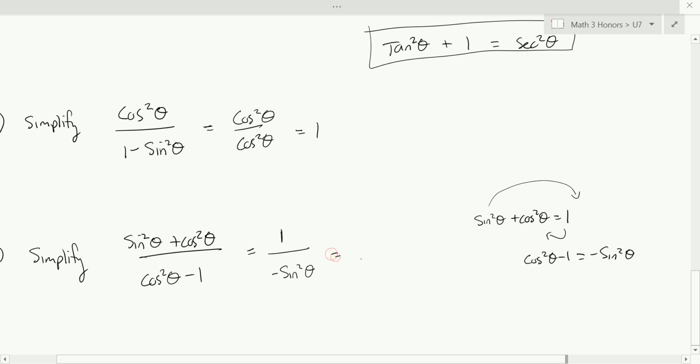So negative sine squared theta, and then what's this going to be? Move this to the top of the fraction by putting its reciprocal, and you get the cosecant of theta, and it's still squared. So that's what you're going to simplify to. When you're simplifying, if you can get rid of fractions, you're going to get rid of fractions. So that's part of the idea of simplifying.